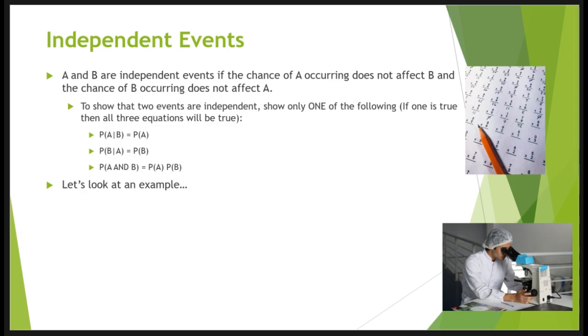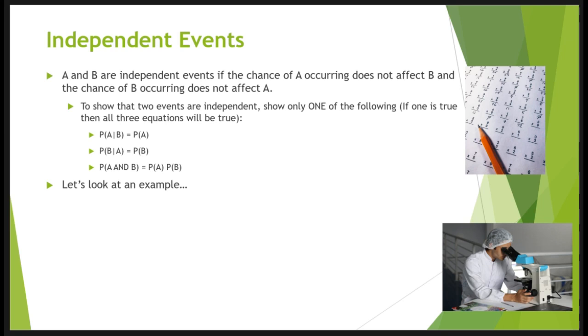Independent events. A and B are independent events if the chance of A occurring doesn't affect B and the chance of B occurring doesn't affect A. And in order to show that two events are independent, you only have to show one of the following. So if one is true, then all three equations will be true.